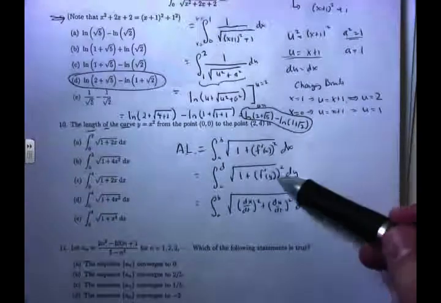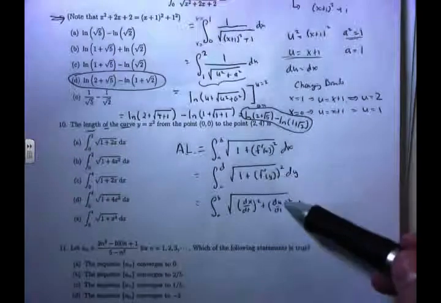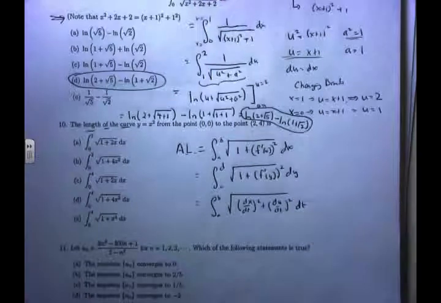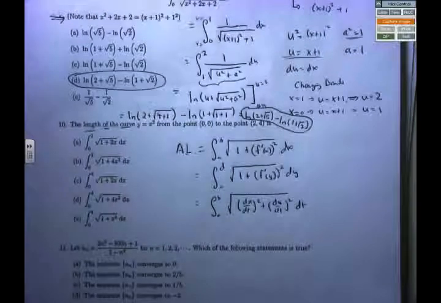Functions in terms of x, when the function was in terms of y, and when the function was given to you as a parametric equation. X equals some function in terms of t, y is equal to some function in terms of t. There are three forms for arc length. Again, I'm trying to review, so I'm giving you all the forms to make sure you got them all memorized.